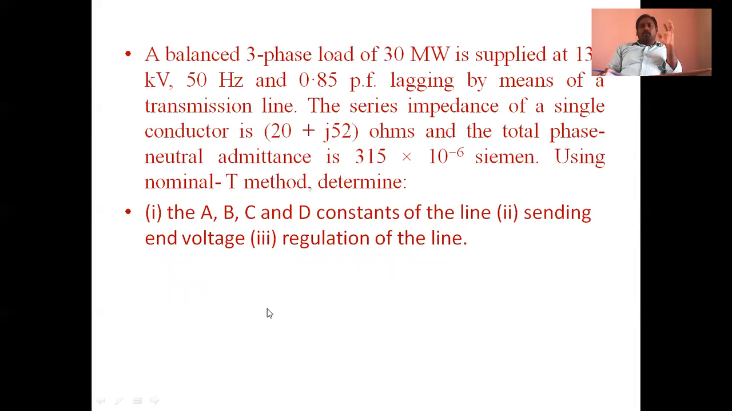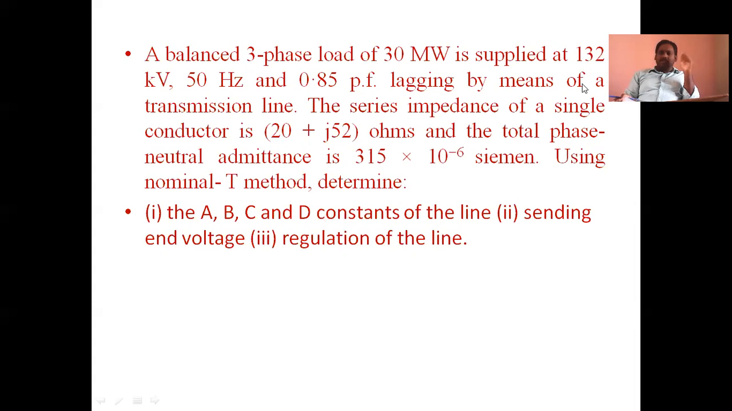Next, based on this, we will do a problem for the nominal T circuit. A balanced three-phase load of 30 megawatt is supplied at 132 kV, 50 hertz, and 0.85 power factor lagging by means of a transmission line. The series impedance of a single conductor is 20 plus J52 ohms, and the total phase neutral admittance is 315 into 10 to the power of minus 6 Siemens. Using the nominal T method, determine the ABCD constants of the line, sending end voltage, and regulation of the line.